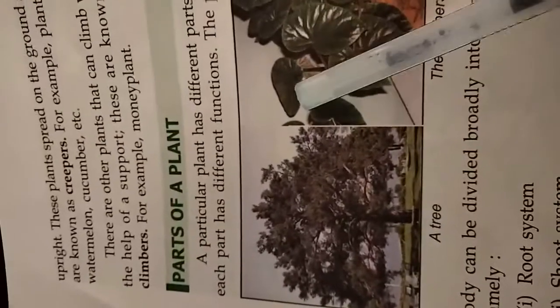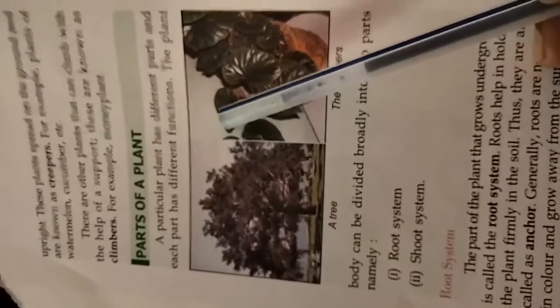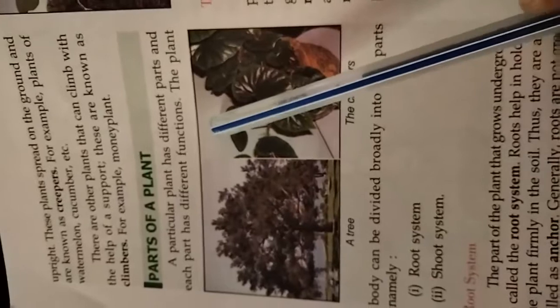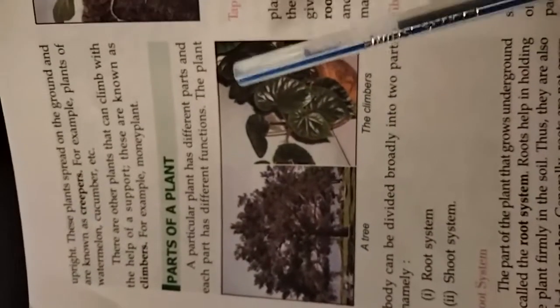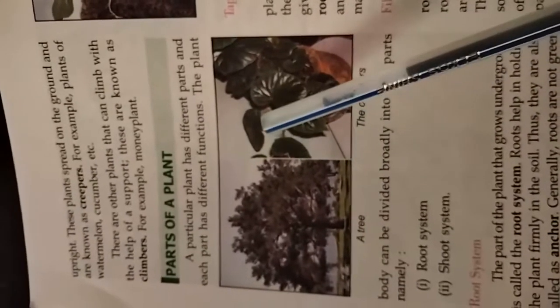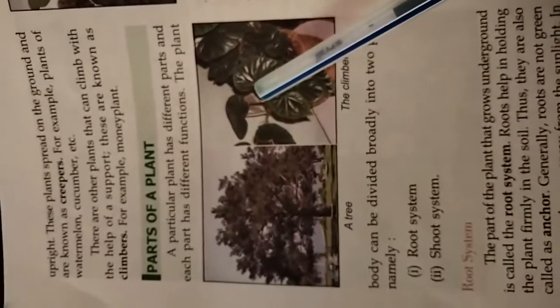Now we will discuss here parts of a plant. It's very clear to you. Okay. You might have studied the parts of the plant. What are the various parts of the plant? Like branches, we have leaves, we have root, we have shoots, then we have trunk. There are many parts of a plant, but the special parts of a plant we are going to discuss now.